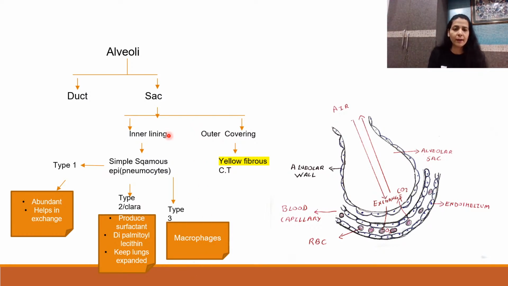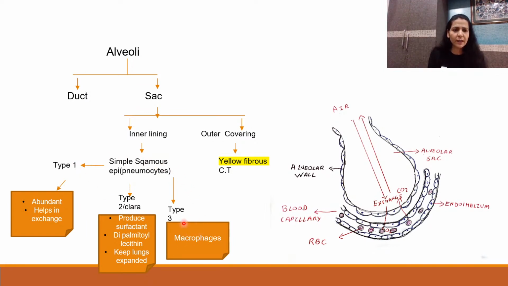All right. So once again, we are talking about the sac. This part, its inner lining. Its inner lining is made up of squamous epithelium. There are three: type 1, type 2, type 3. Type 1, they are abundant and they are the ones which help in exchange. And yes, that exchange part is diffusion. So type 1 cells help in diffusion. Type 2 keep the lungs expanded because they produce the surfactant dipalmitoyl lecithin. And it's very, very important to keep the lungs in the expanded form. And type 3 are macrophages, right?